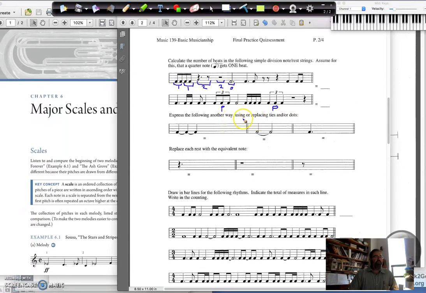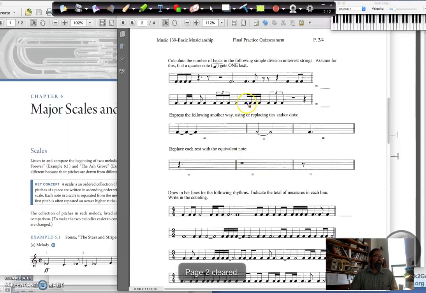Express the following another way: using or replacing ties and or dots. And what I mean with this is, if it's tied, what one note expression that doesn't have any ties involved could be used to express this? So once the one notes, it's 3 quarter notes worth, or if it has a dot, can you give me 2 or more notes that are tied together that equate to this value of the one dotted note? And then this is the same thing with rests. And remember, you never tie rests, but if you need to use more than one in succession, it sounds the same as if it were tied, correct? Because it's what? Silent. Right?